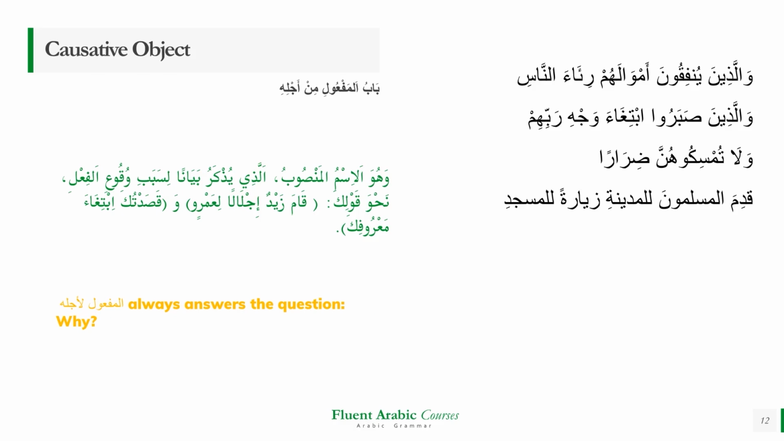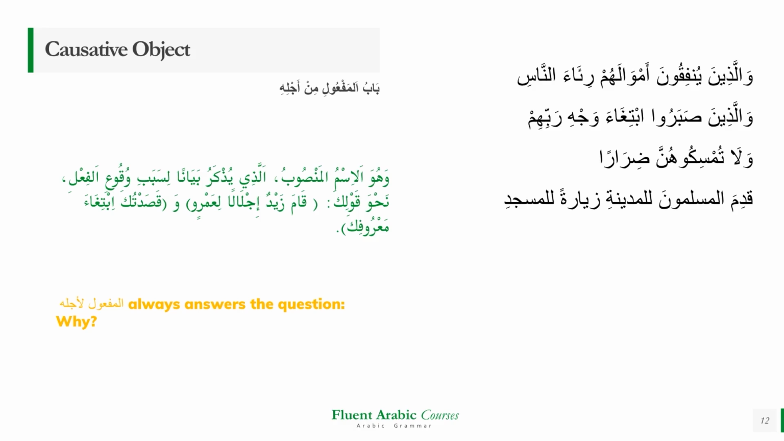The causative object, or the maf'ul min ajlihi, is the mansub noun which is used to clarify the cause of the action. That is the causative object. It clarifies the cause for the fi'l or the action. قام زيد إجلالا لعمر. Zaid stood up out of respect for Amr.